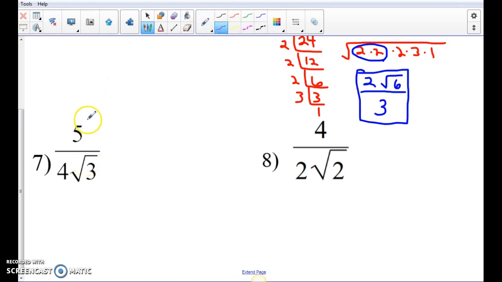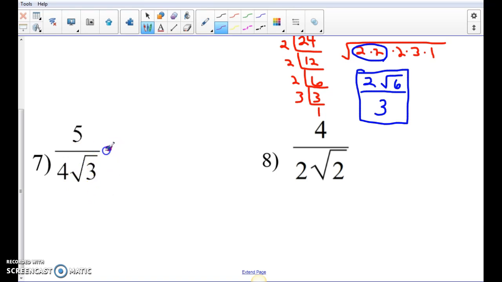All right, so I have 5 over 4 radical 3. So first I'm going to look at my whole numbers, my rational numbers, and see if I can simplify those at all. There's nothing here to simplify. 5 can't be divided by 4. I can't reduce that down anymore. But I do see that I have this radical 3 down here. So what I want to do is get rid of that radical 3.